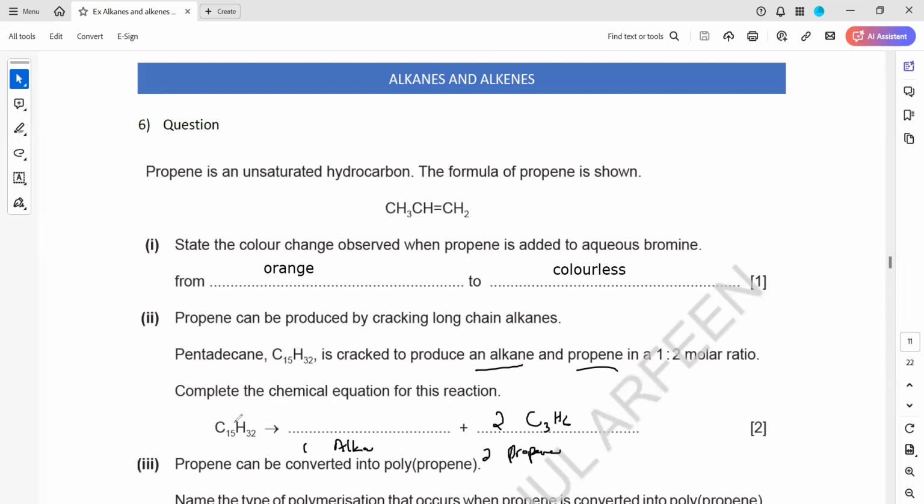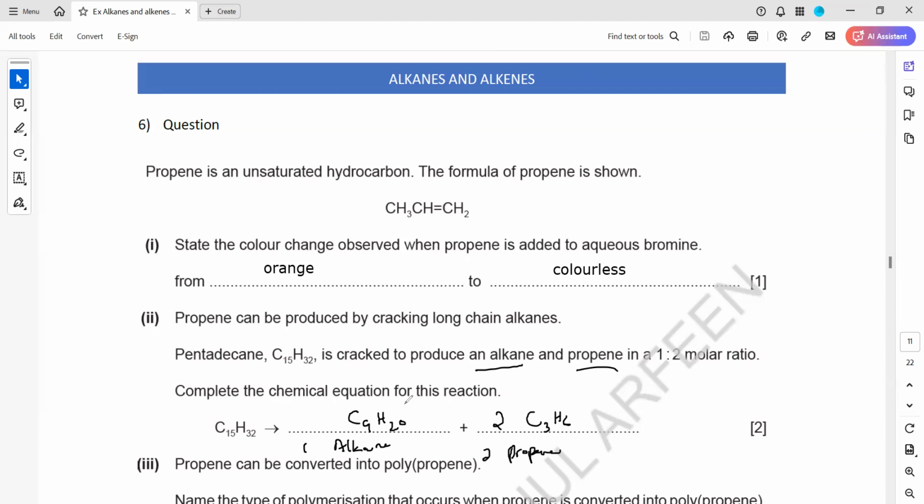Now, what about the alkane? You have to complete the structure. 2 multiplied by 3, 6 carbon atoms. Out of 15, 6 are used here, so this will be 9 carbon. And out of 32, we use 12 here, so it will be 20. So C9H20 will be the alkane, which is a nonane because of the 9 carbon.